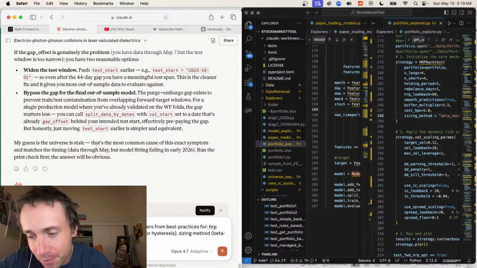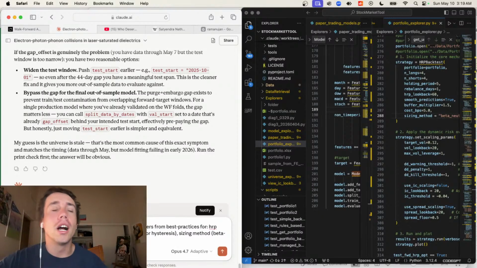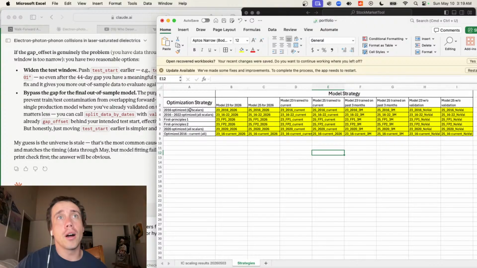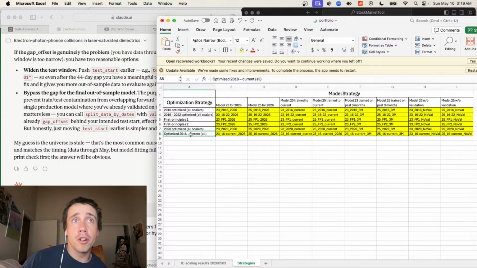High powered brain. Why not do a grid search and find the best parameters for your strategy? I've done that. If you look at the different methods I'm trying out, some of these are optimized. I'm finding the best parameters using a Bayesian optimization. So I'm optimizing just for 2016, optimizing 2016 to 2022, optimizing during the whole time range, optimizing only for 2020.